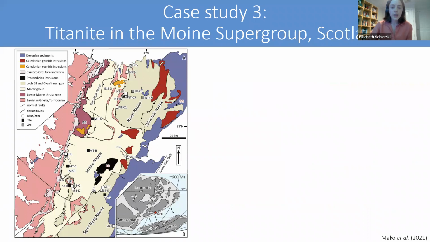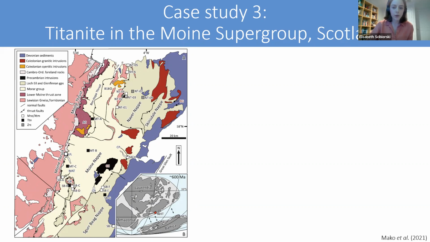Okay, let's look at our last case study for today, which is titanite from sedimentary rocks of the Moine Supergroup in Scotland. And let's see if we can say anything about the titanite in these rocks. Again, we're going to start with a geological map, this time in the Northern Highlands terrane of Scotland. So in pink is the Archean-Paleoproterozoic gneiss, which has been thrust eastwards over the Moine Supergroup here in cream and beige colours.